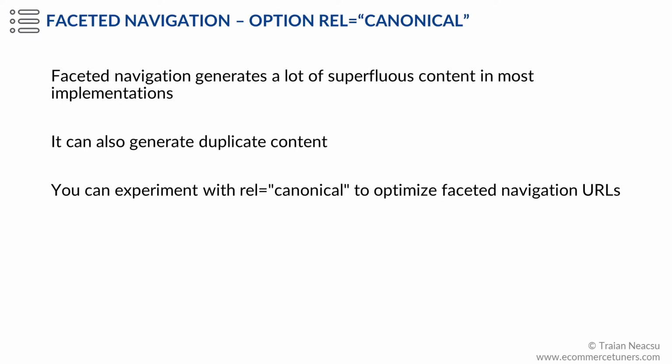Because faceted navigation is a granular inventory segmentation feature, it generates excess content in most implementations. It will also generate duplicate content, for instance, if you don't enforce a strict order for parameter filters in URLs. So, what options do we have for controlling faceted navigation?